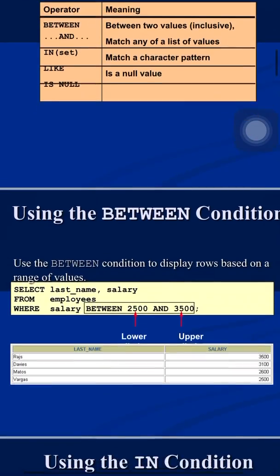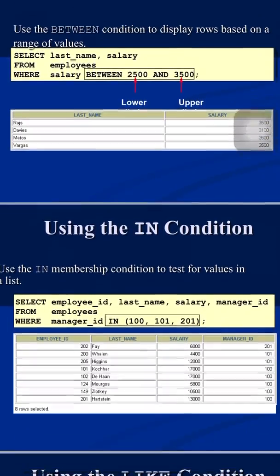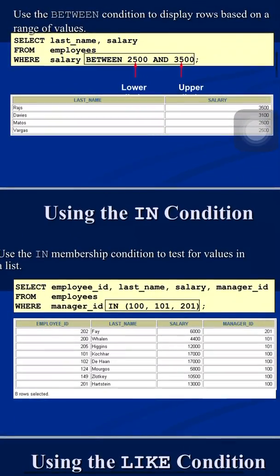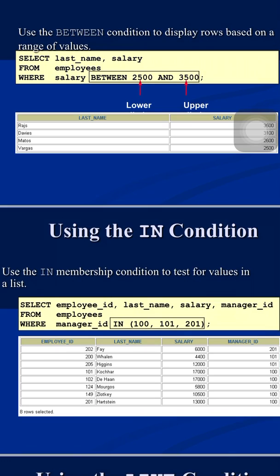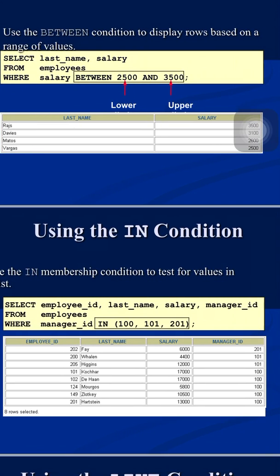Let us move to the next option. The next thing that we can use while writing a condition is IN. So let us understand what is the meaning of the IN operator. We use the IN membership condition to test for values in a given list. Now suppose I want to print all those employees whose manager IDs are 100, 101 and 201.